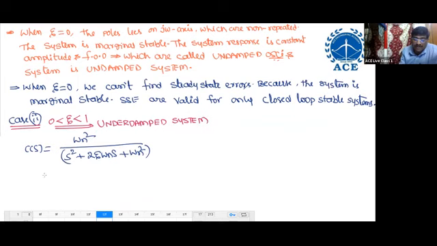Come on, find the roots. All of you completed? Tell the roots. Anybody? What are the roots? Minus zeta omega n plus or minus omega n root of zeta square minus 1. Very good.